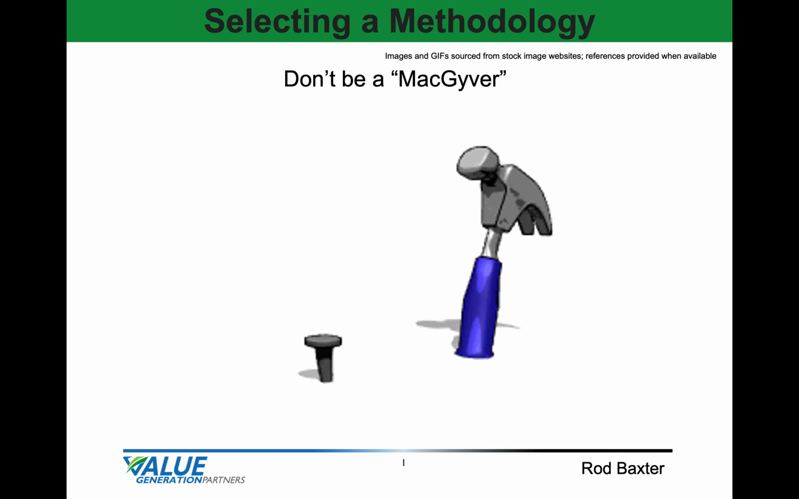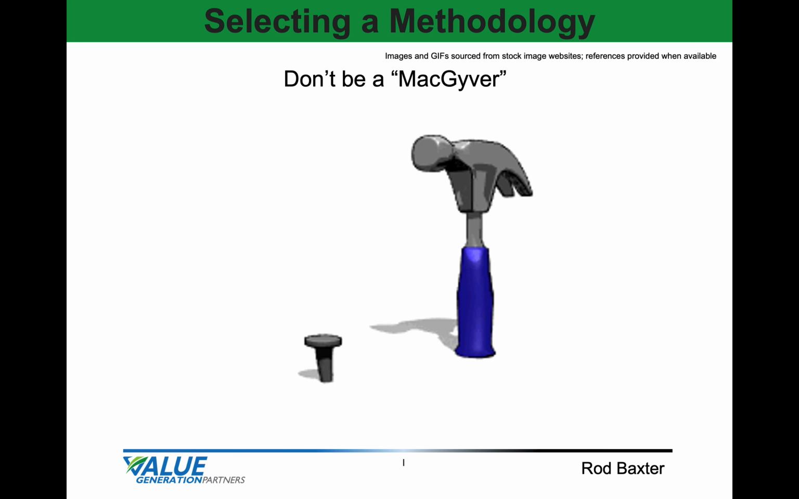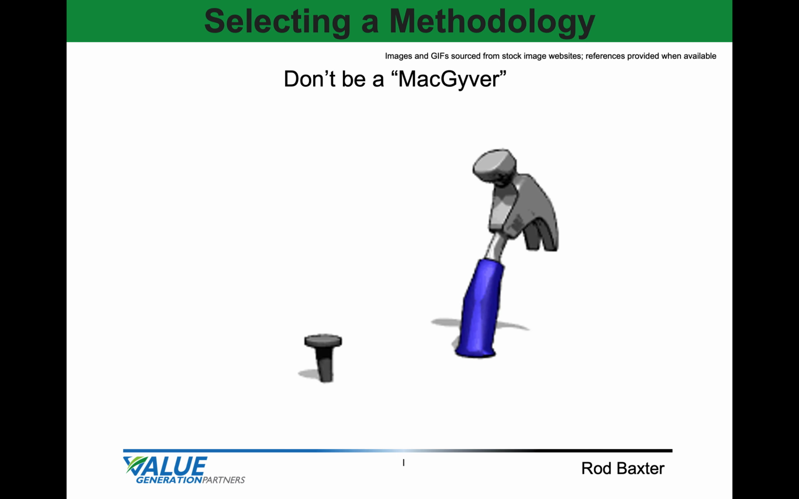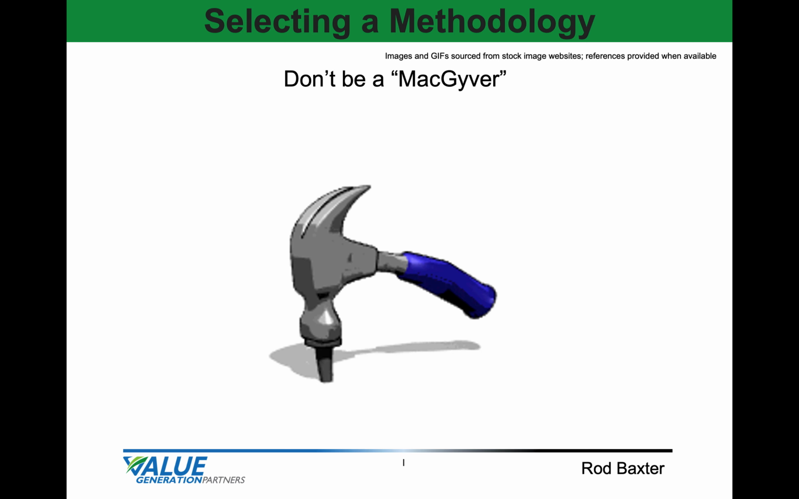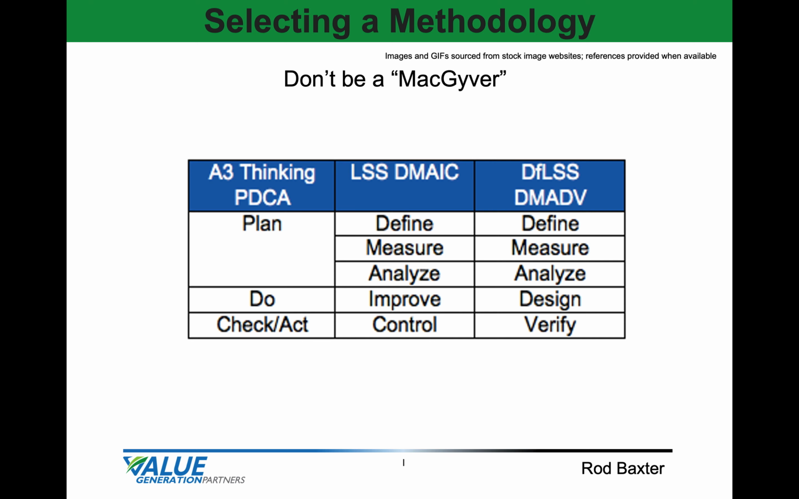In this module, we're going to do a high-level overview of 3 different methodologies. But the thought here in the beginning is, don't be a MacGyver. Let's select the correct methodology for the initiative that we're working on. We'll select the correct tool out of the toolbox for the problem that we're working on or the activity that's taking place. So these are the 3 we're going to talk about.